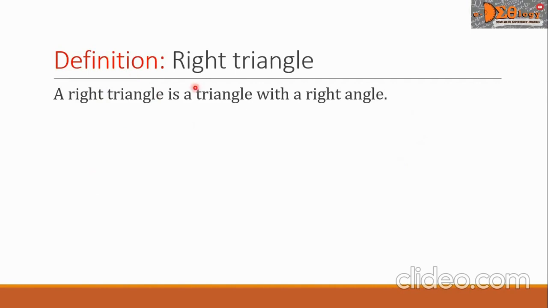First, let us define right triangle. A right triangle is a triangle with a right angle. We know that right angle means it is a 90-degree angle. Here's a picture of a right triangle. The small square on that corner denotes a right angle. Consequently, this triangle is a right triangle.